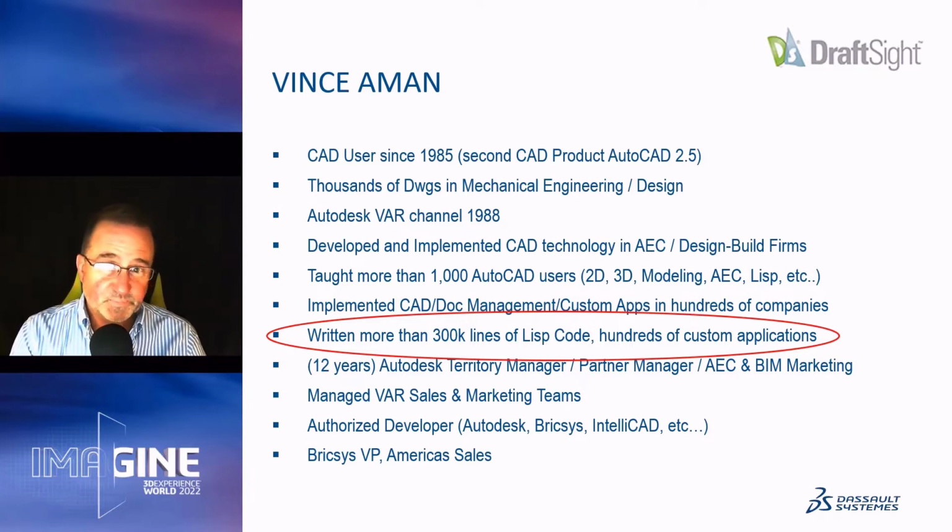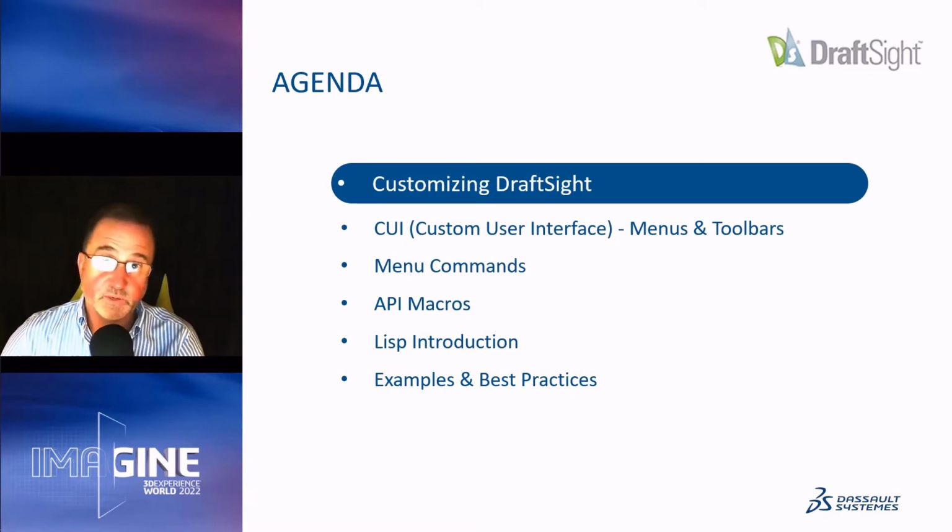DraftSight for this session. First, we're going to cover some of the typical areas that you might want to go into customization for DraftSight. And then we'll go into a brief view of how you can set up some things in the custom user interface or the CUI in terms of menus and toolbars. I'll go into some custom menu commands and how those things work. And then we'll talk about API macros or the menu macros, we'll call them. And then that will sort of spill over into how we can produce those same things as Lisp code. And then I'll do a brief introduction to Lisp, and throughout this session I'll show you some different examples. At the end I'll show you a couple best practices and some more examples.